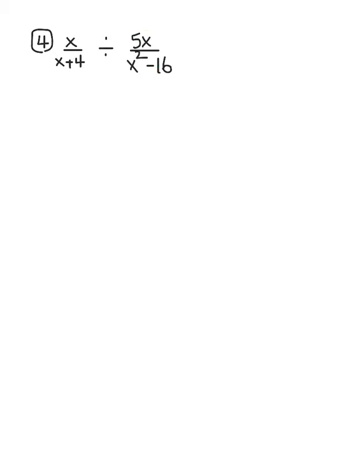Well, we can still apply the same rule that we've been applying, that keep, change, flip. So in other words, let's take the first fraction. Let's keep it. Remember, change division to multiplication. And remember that we are going to flip that last fraction. So x squared minus 16 is going to become the numerator, and 5x is going to become the denominator. All right, so there's our problem. That's what we need to work out.